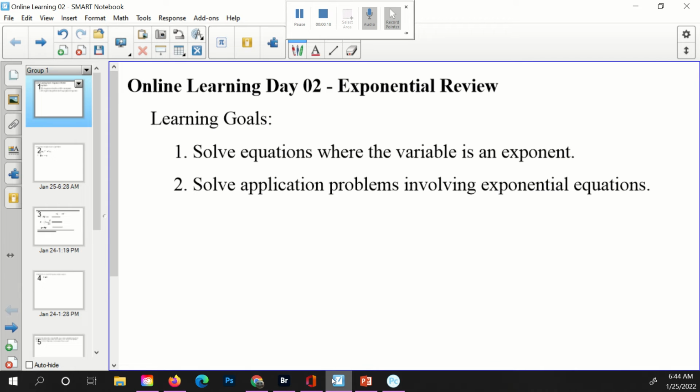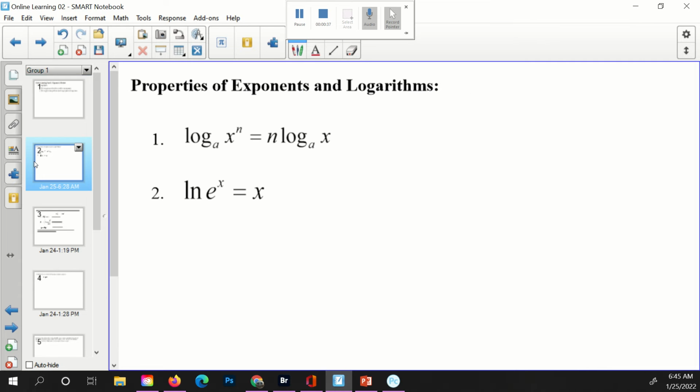Today we're going to be doing some exponential review. We're going to solve some equations where the variable is an exponent, and we're going to solve application problems involving exponential equations. So a quick review of a couple of things that you've seen before, and just two properties of exponents and logarithms that are going to be important to us today.